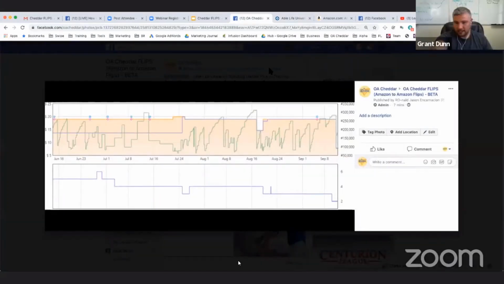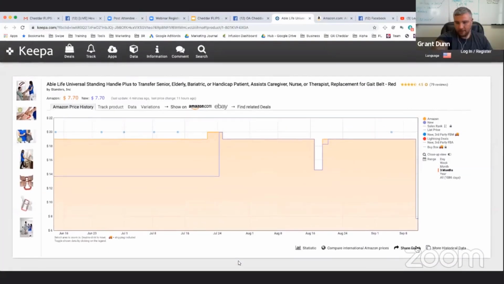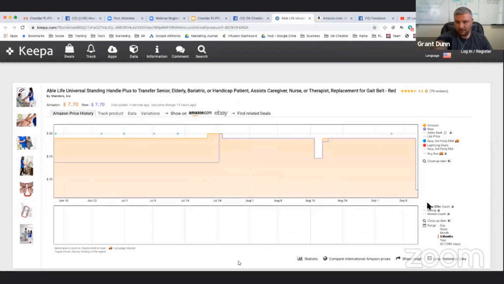Get more historical data at the bottom on Keepa. What's that? On Keepa, if you click more historical data, you'll get it on the bottom right there. That'll give you your other graph. Now click new offer count right there on that one.